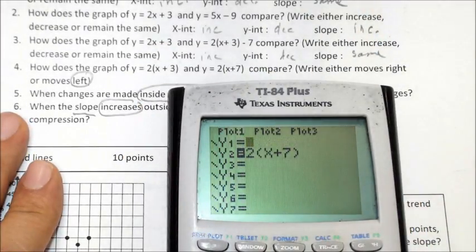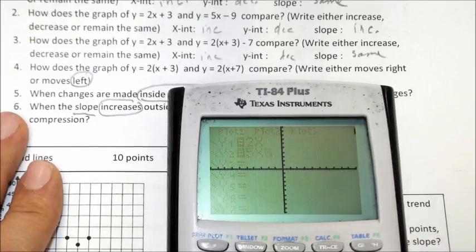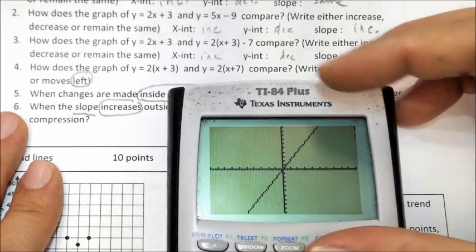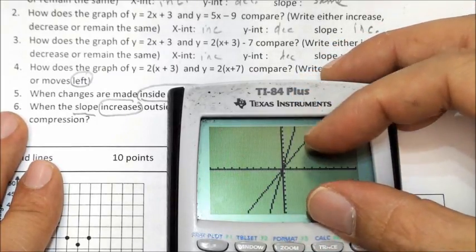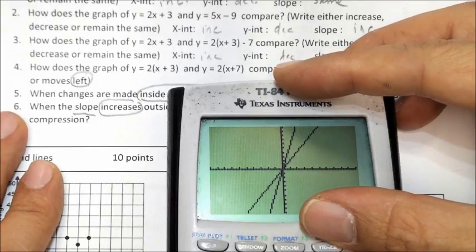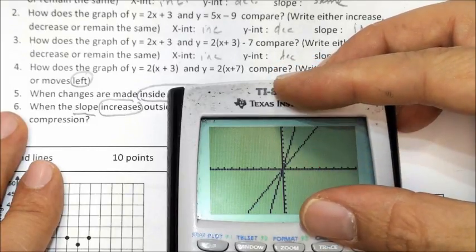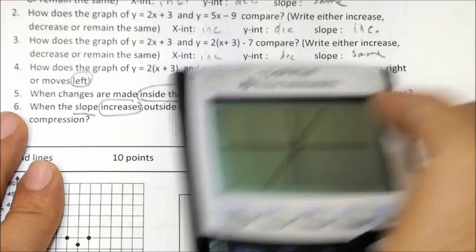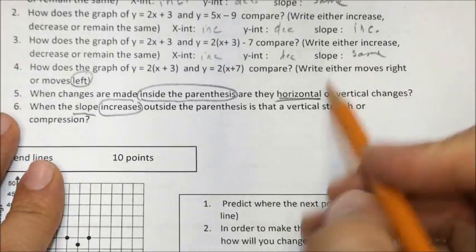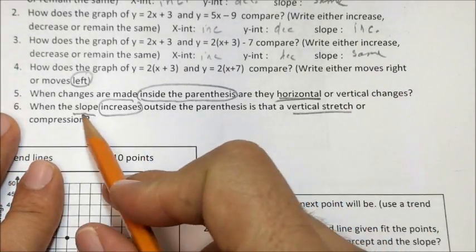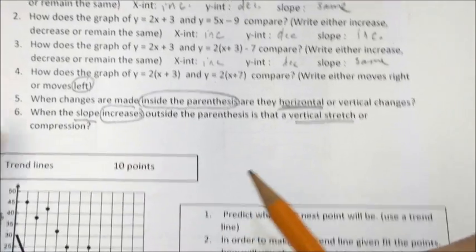We'll pop in y equals 2x and y equals 5x. All right, once you go ahead and graph it, there's the first one, and if you push it out, that's stretching it. See how it went up? That's stretching it. So when the slope increases, it's a vertical stretch. So if the slope decreases, it's a compression.